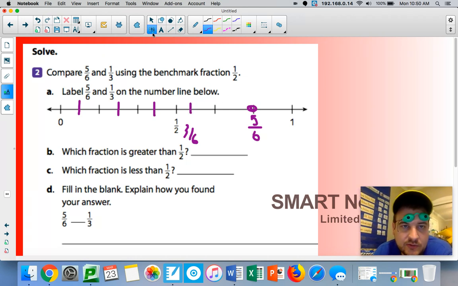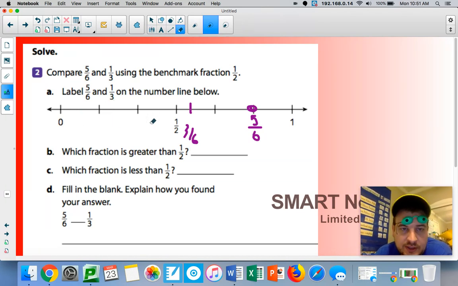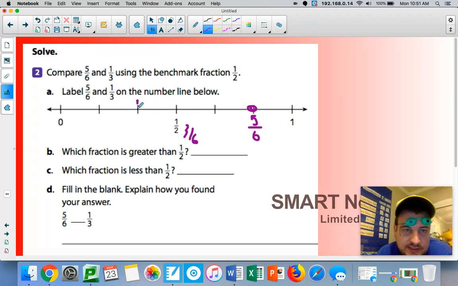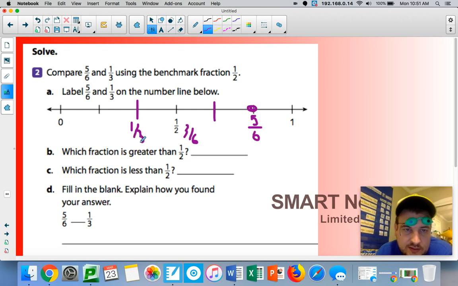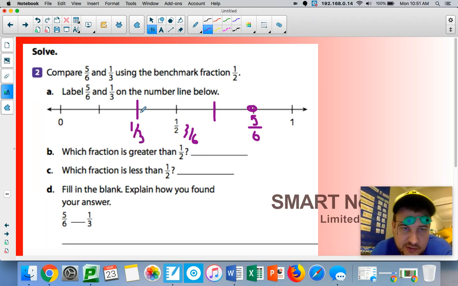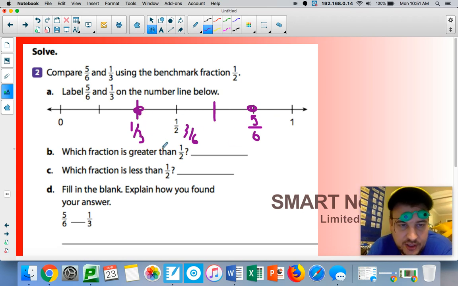Oh, wait, I got that backwards. Hold that. Sorry. Try that again. 1/3. This is a third right there. This is a third right here. So 1/3, 1 out of 3. That would be 2/3. Sorry, I did it backwards. That would be right here, 1/3. As you can see, 5/6 is greater than 1/3.